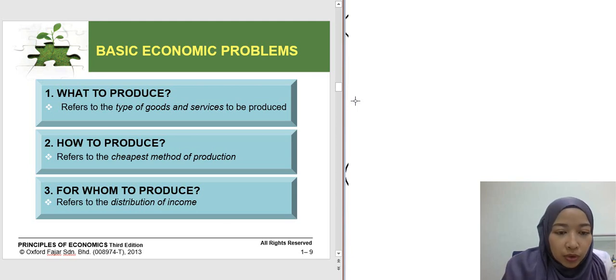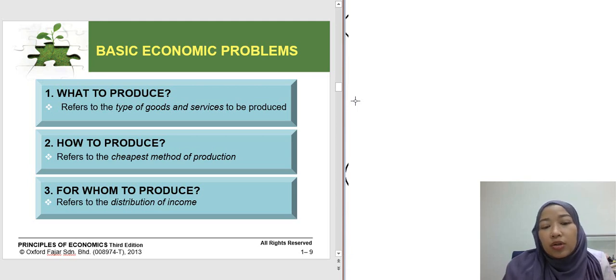For whom to produce is basically in terms of the distribution of your product. Meaning, who is your target market? Who will benefit from your product? So these three are a very crucial decision that you have to make if you are a producer in an economy.